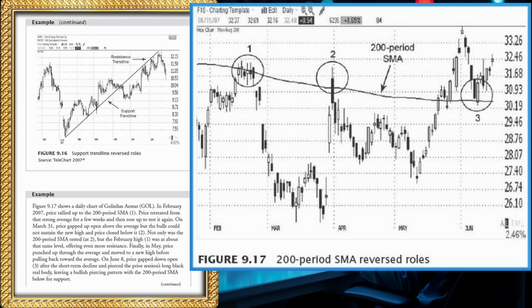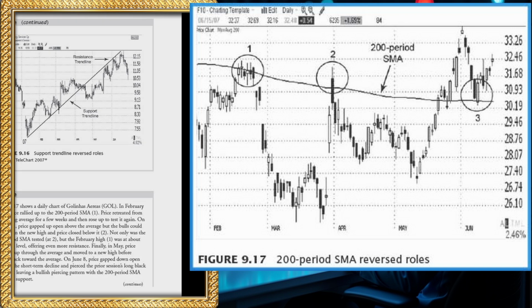Finally, in May, price punched up through the average and moved to a new high before pulling back toward the average. On June 8th, price gapped down open (3) after the short-term decline and pierced the prior session's long black real body, leaving a bullish piercing pattern with the 200 period SMA below for support.